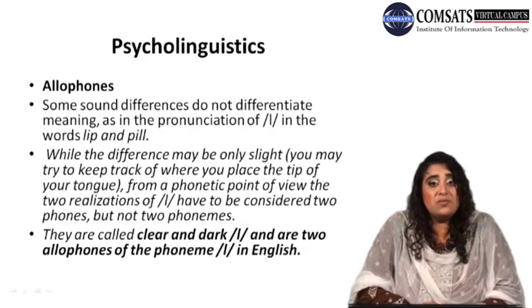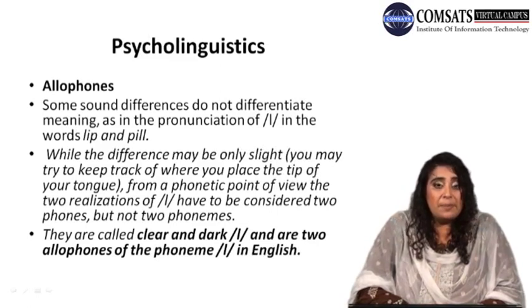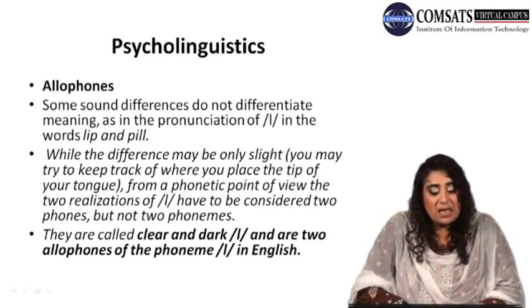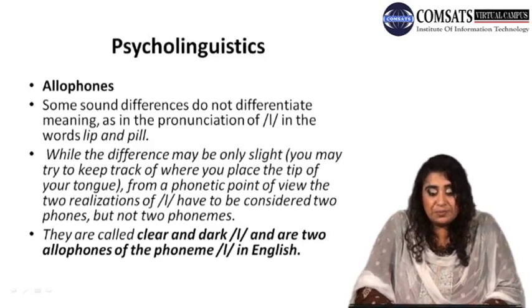So allophones. If we go into allophones, some sound differences do not differentiate meaning, as in the pronunciation of L in the words "lip" and "pill". While the difference may be only slight, you may try to keep track of where you place the tip of your tongue from a phonetic point of view. The two realizations of L have to be considered two phones, but not two phonemes. Two phones unko consider karenge, but two phonemes nahi. They are called clear and dark, and are two allophones of the phoneme /l/ in English.